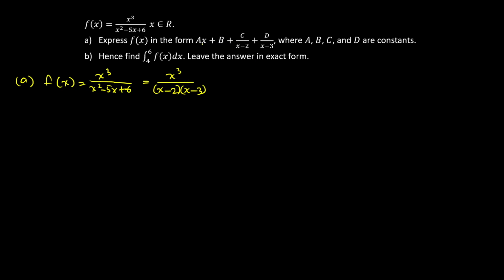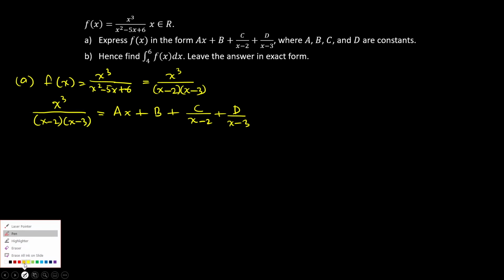Okay then, we are ready to go and solve for A, B, C, and D here. So this whole thing, x cubed over x minus 2 times x minus 3, should equal ax plus b plus c over x minus 2 plus d over x minus 3. Why are we going to do this? We are doing this so that we can compare the coefficients later, so that we can right away solve a, b, c, and d.